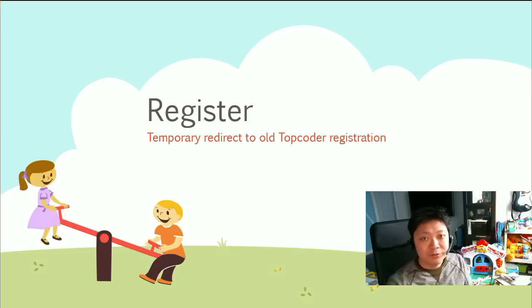Next, register. I have a single slide here, and I'm only pointing this part out because TopCoder is still going through a refactor on their website. When I was playing with it, the new page actually goes to the old page to register. So you're on the first page to register. When you click it, you have to navigate to the old page and then click register again.